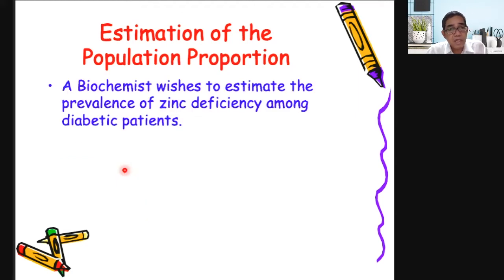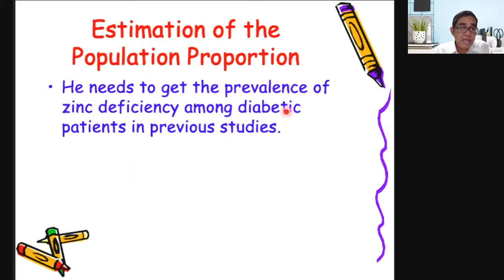A biochemist wishes to estimate the prevalence of zinc deficiency among diabetic patients. Okay, so this is the objective of the study. And so he needs to get the prevalence of zinc deficiency among diabetic patients from previous studies.